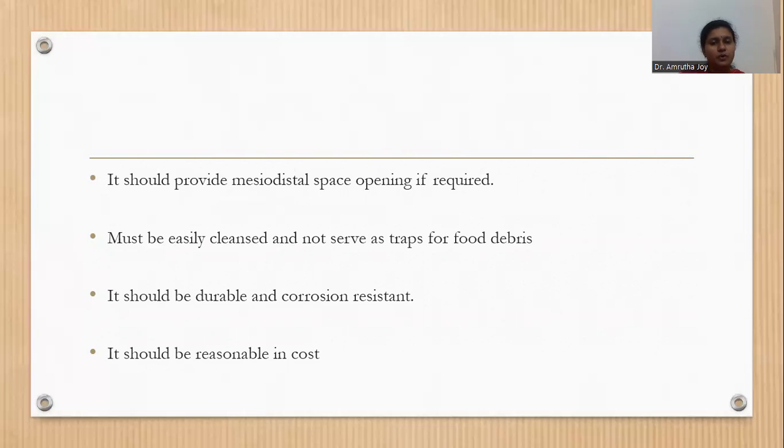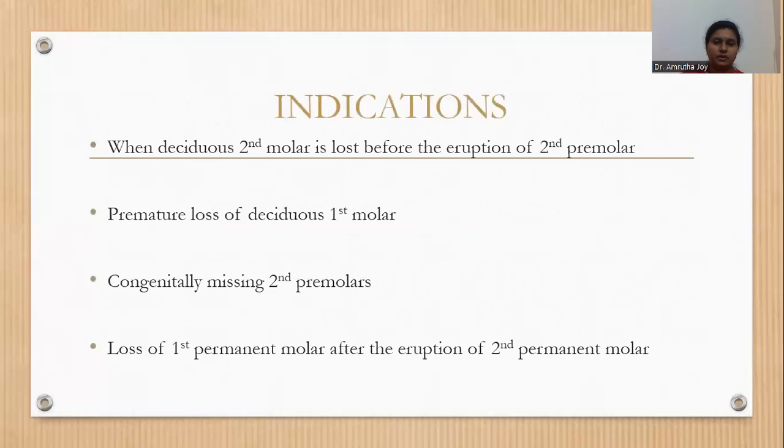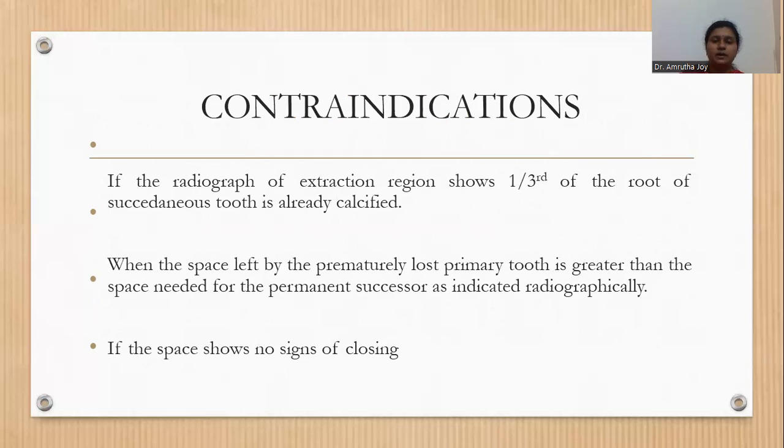The space maintainer should provide mesiodistal space opening if needed, must be easily cleansed, and should not serve as a trap for food debris. And it should be durable, corrosion resistant, and reasonable in cost. Indications: when the second deciduous molar is lost prior to second premolar eruption, premature loss of the deciduous first molar, congenitally missing second premolar, loss of the first permanent molar after the eruption of the second permanent molar, etc.